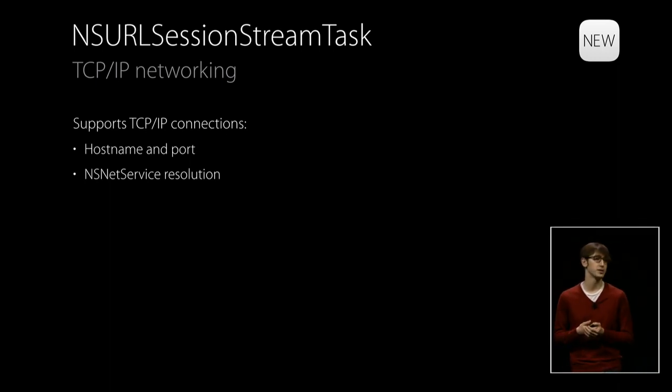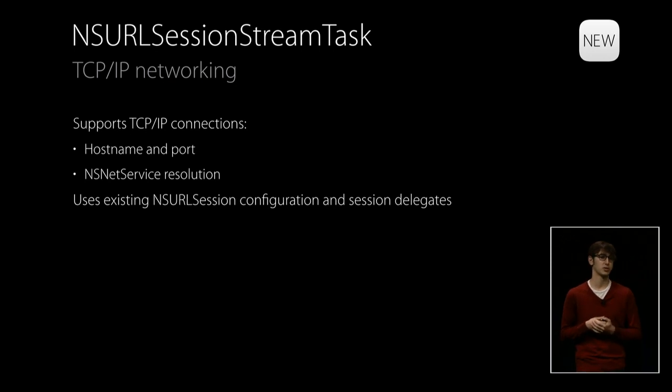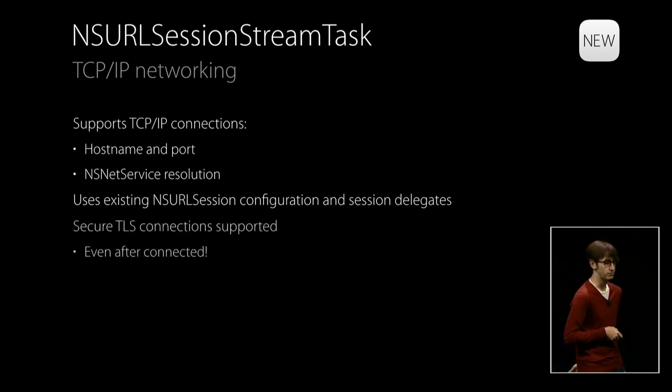So as I said, NSURLSessionStreamTask supports TCP/IP connections, which you can create explicitly with a hostname and port, or if you're using the NSNetService APIs to discover Bonjour services in your app, then we can actually accept an NSNetService and resolve that for you automatically. Stream task uses the existing NSURLSession configuration options and delegate methods to communicate events to you. And of course, we support TLS secured connections, and you can even dynamically change this once you've actually established a connection to a server.